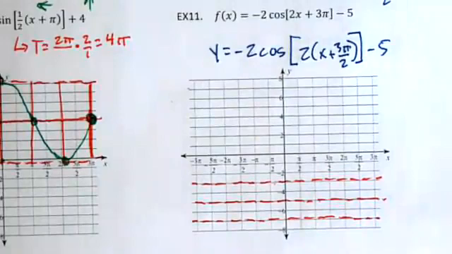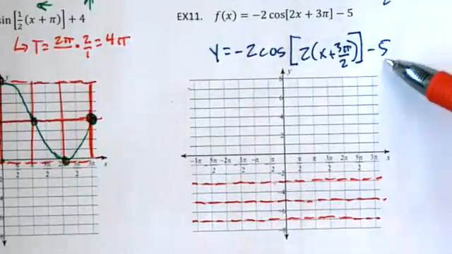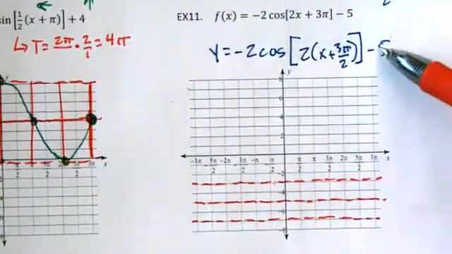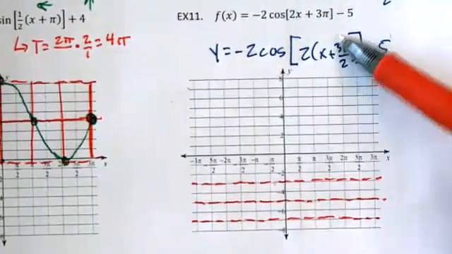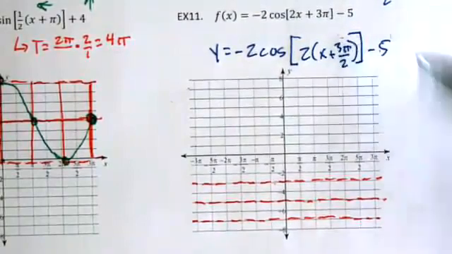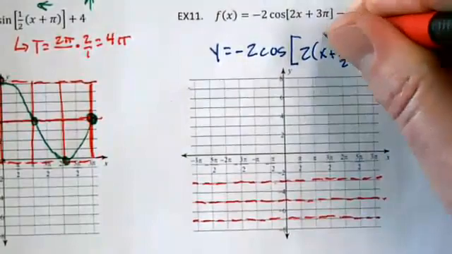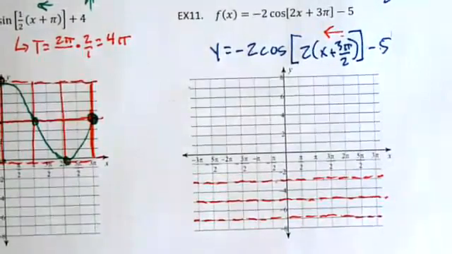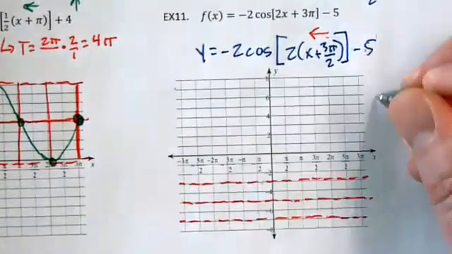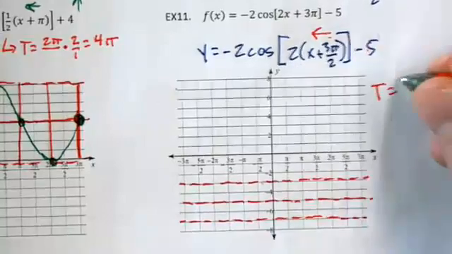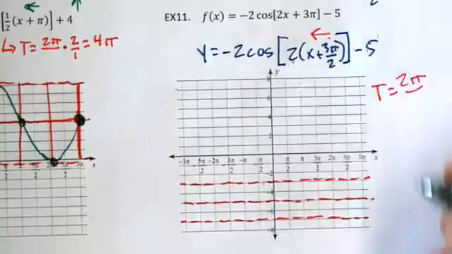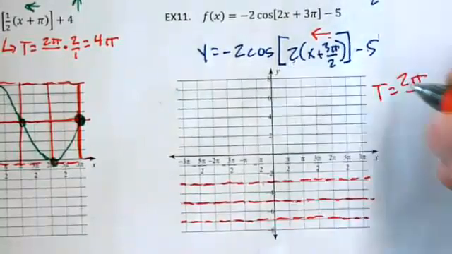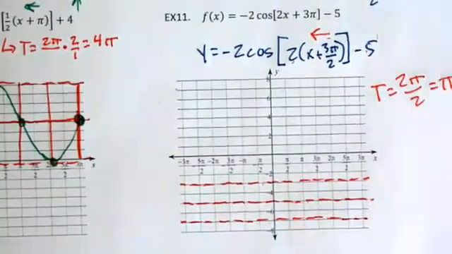So we've taken care of our vertical shift at this point. We don't even need to worry about this -5 anymore. We can just take care of our horizontal shift, and this is going to be to the left, agreed? To the left by 3 pi over 2. Oh, I haven't found my period yet. Maybe I should do that before I go any further. Period is 2 pi over omega. Omega is 2. So it looks like my period is just pi.